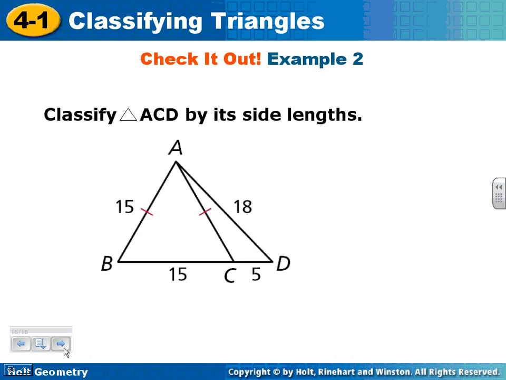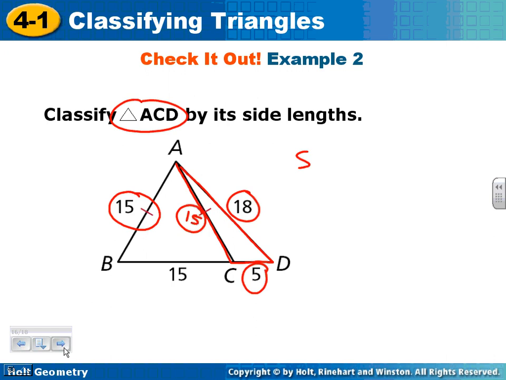Another one, triangle ACD. So ACD, let's draw that in there so we know we're A to C to D, make sure we're looking at the right one. A to C to D. Well, look at these tick marks. If this tick mark is 15, then this over here has to be 15. So my side lengths are 15, 5, and 18. Everything's different, so that's scalene as well. So 3 scalenes in a row.